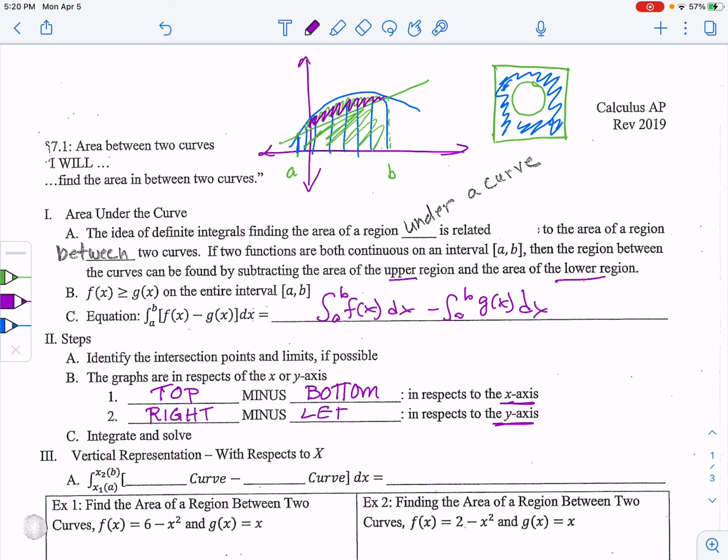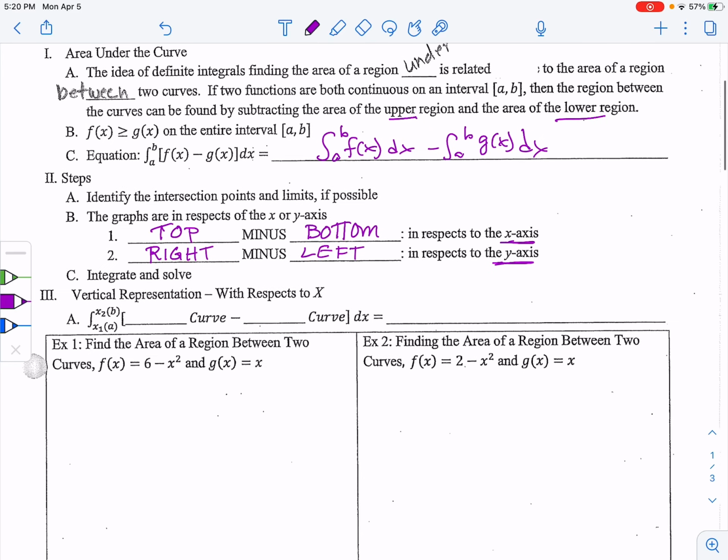Okay? Just get in the habit. Top minus bottom, right minus left. This is the top curve minus the bottom curve. Otherwise, you get the wrong answers. Okay, so let's think about it. Find the area of a region between two curves: y equals 6 minus x squared and y equals x.